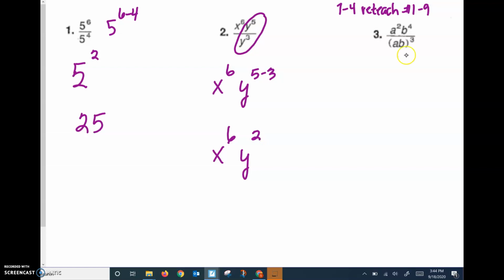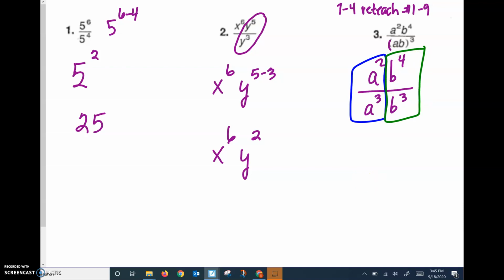Right, number 3, we're going to have to do a little bit of a power to a power here first. So I'm just going to recopy this problem, a to the 2nd, b to the 4th. But then in the bottom, see how we have these parentheses and that 3? I have to bring that 3 into everything. So it's a to the 3rd and b to the 3rd. Okay, so now we've got a couple different problems that we have to do here. Those are our a's, and right here we've got our b's. So we have to do two separate problems.